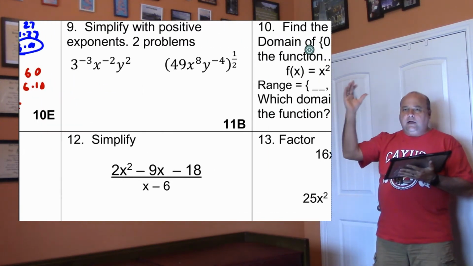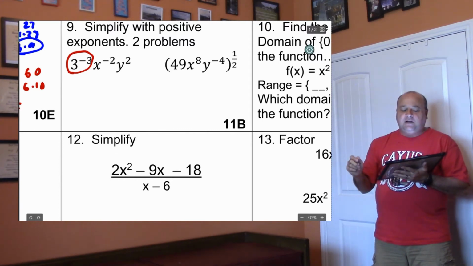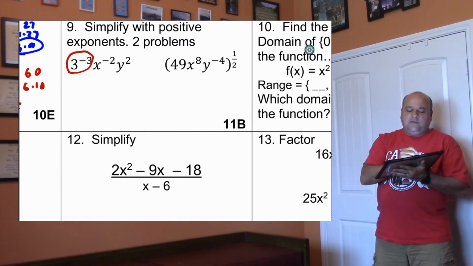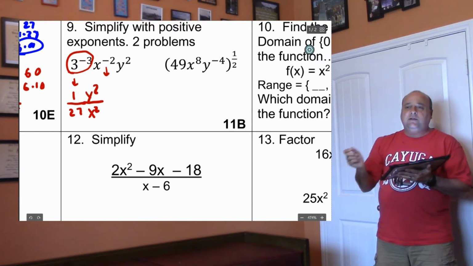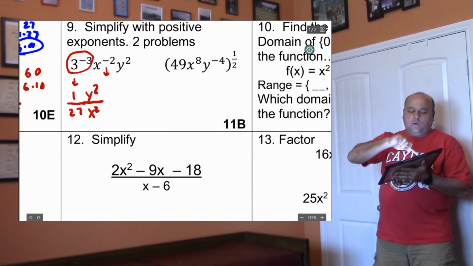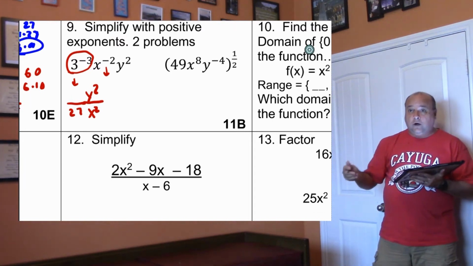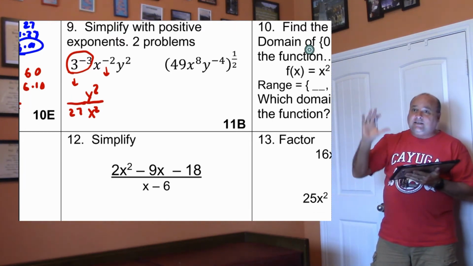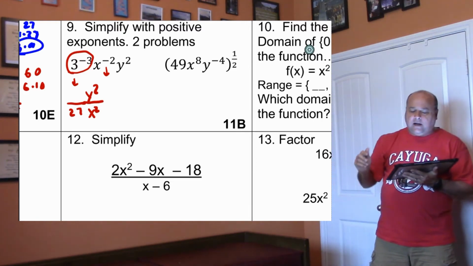Number 9, okay? What is this on a calculator? You should be able to punch that in on the calculator. 3 to the negative 3 gives you 1 over 27. Now then, the x to the negative 2 is going to drop, and the y squared stays on the top, and you just take out the 1, don't you? So you'll have y squared over 27x squared. Piece of cake. That's about STAAR level. Just make sure you know the negative exponents are going to go down, right?